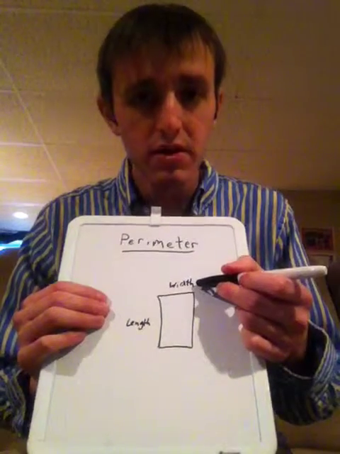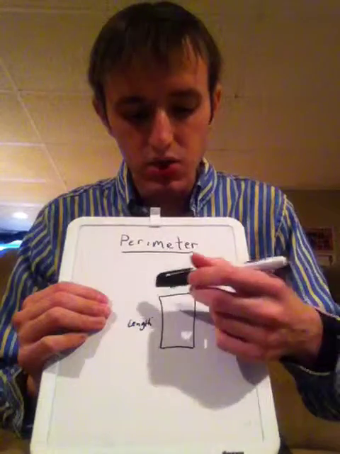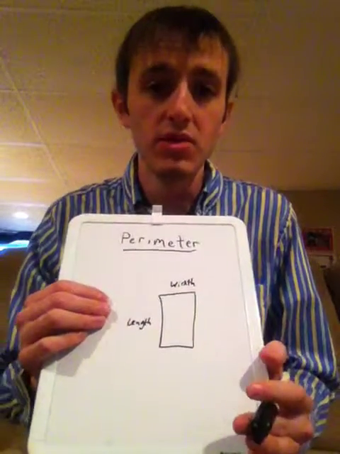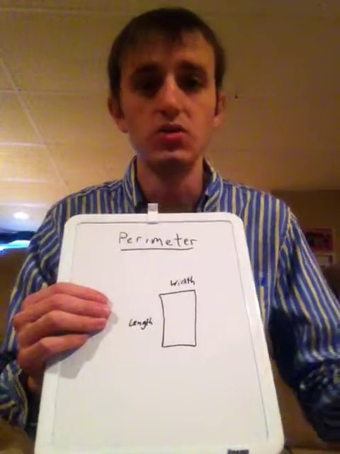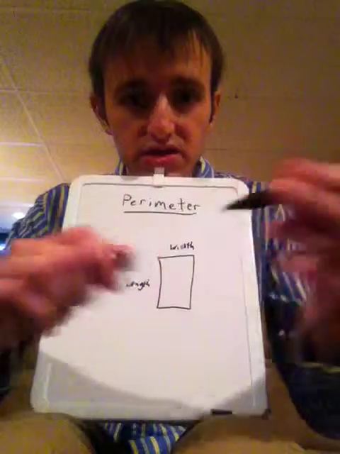The width is your smaller side. Okay, as you can see, this is a rectangle, and your width is your smaller side. Your length would be your longer side. The way that I remember those, length starts with an L, as does the word long. So your length is your longer side. So let's put some numbers to this, and let's get started.